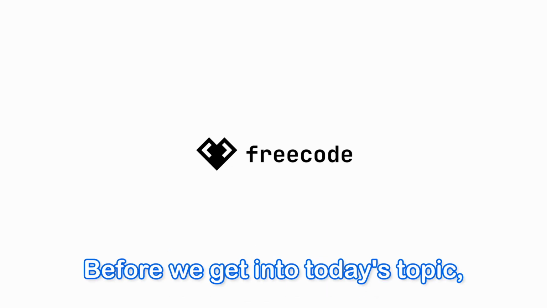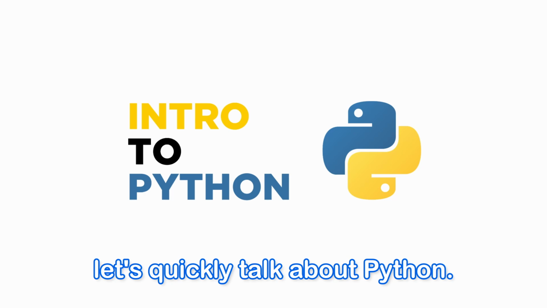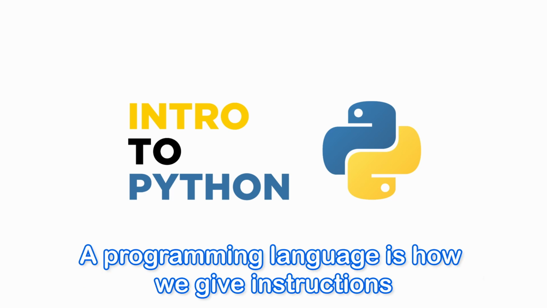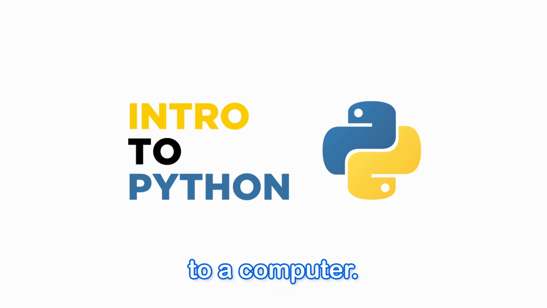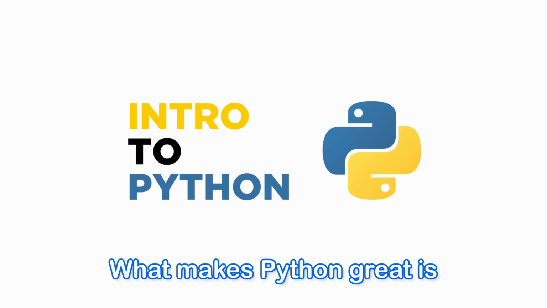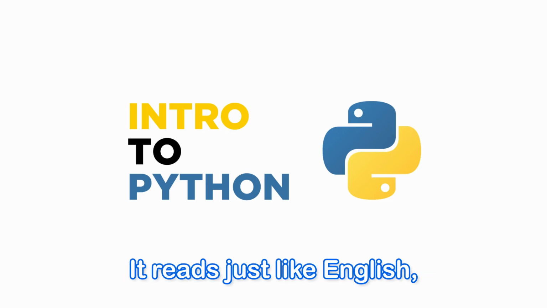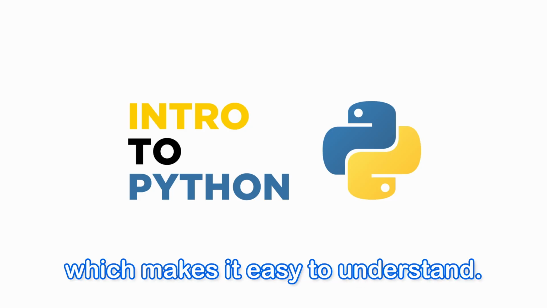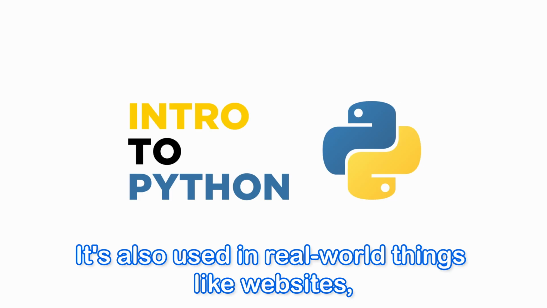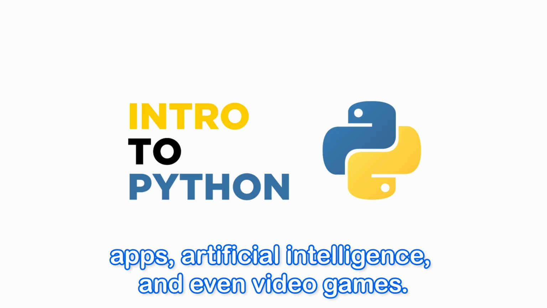Before we get into today's topic, let's quickly talk about Python. Python is a programming language. A programming language is how we give instructions to a computer. What makes Python great is that it's really beginner friendly. It reads just like English, which makes it easy to understand. It's also used in real world things like websites, apps, artificial intelligence, and even video games.